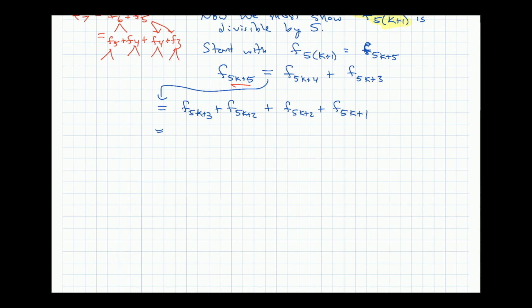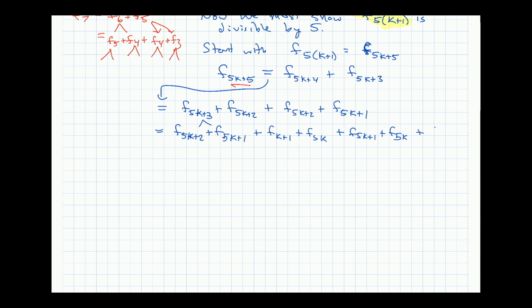So let's keep doing this. So f5k plus 3 is f5k plus 2 plus f5k plus 1. Right, that's this one. And then the next one, f5k plus 2, is f5k plus 1 plus f5k. And then we got another f5k plus 2. Oh, were those both 5k plus 2s? Yeah. I could have combined them, but I didn't. It's fine that I didn't, by the way. So that's another f5k plus 1 plus f5k.